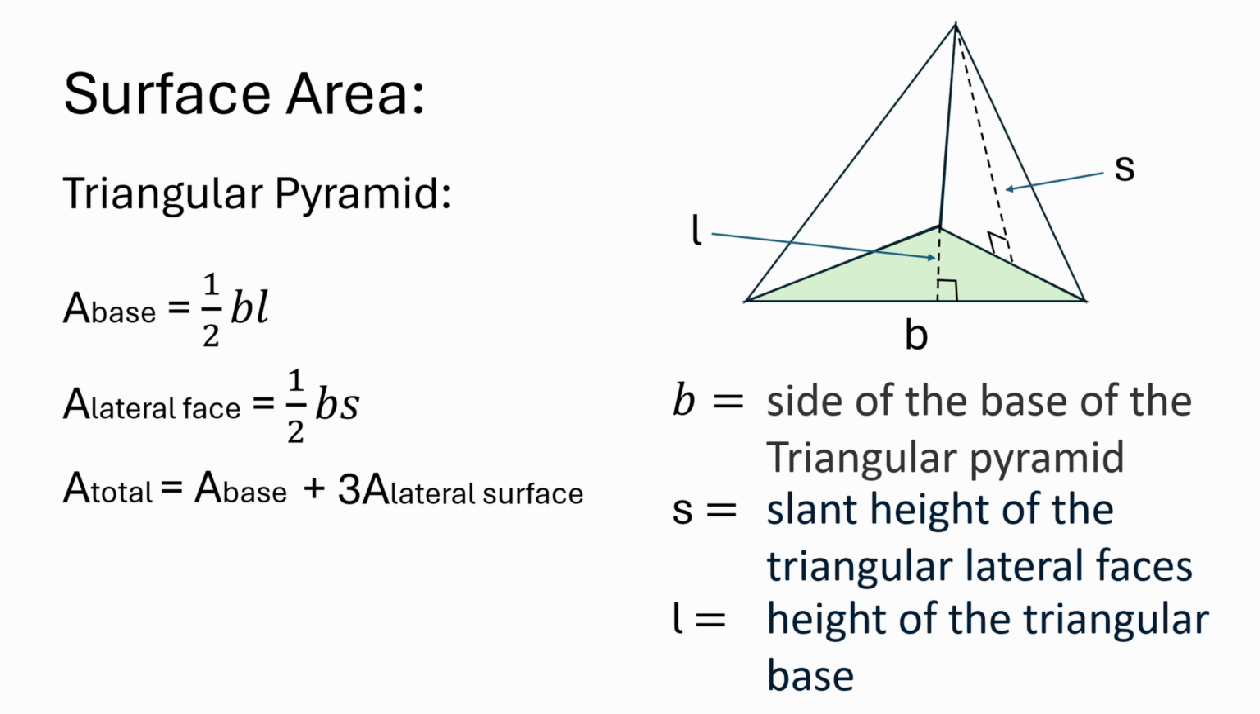Because here there are a total of 3 lateral face areas, it is equal to 1 divided by 2 times b times l plus 3 divided by 2 times b times s.